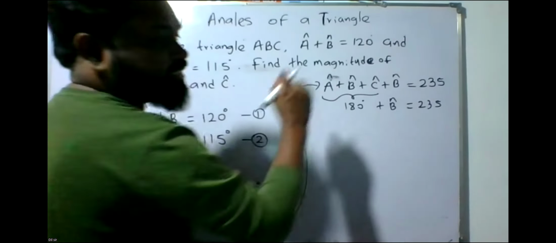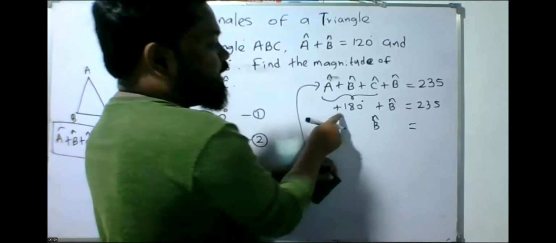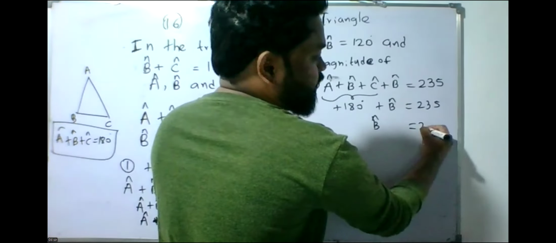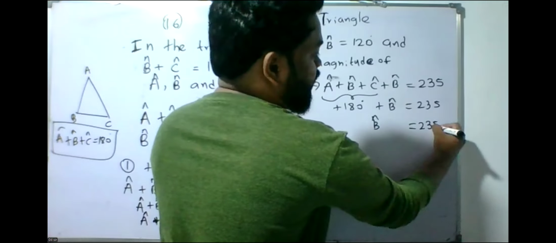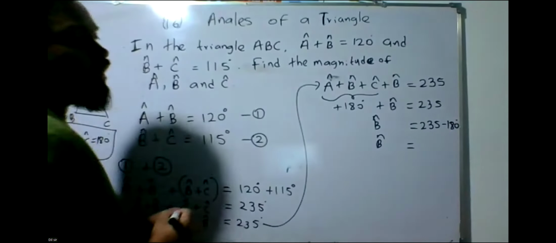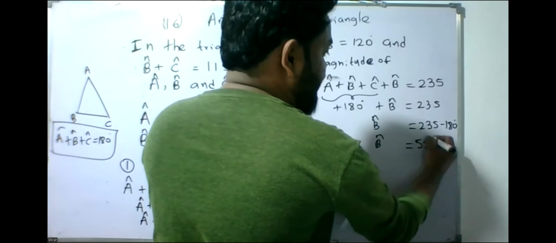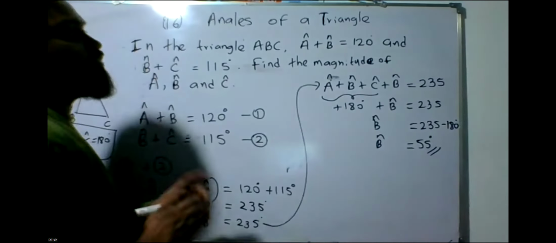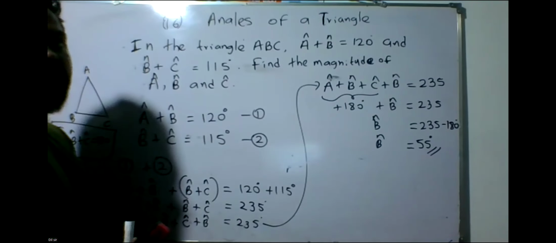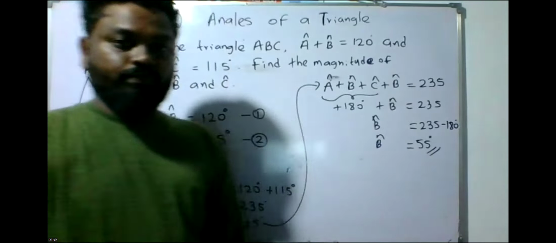Now you can see one variable is there. Using that we can find B. B equals 180 plus... no sign on the first term means it is plus. Then we can bring that 180 to the other side. It is minus 180. Then B equals 235 minus 180. It is 55. B is 55. Right? B is 55.